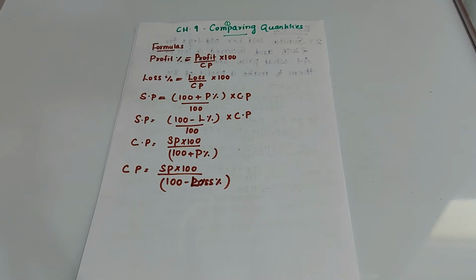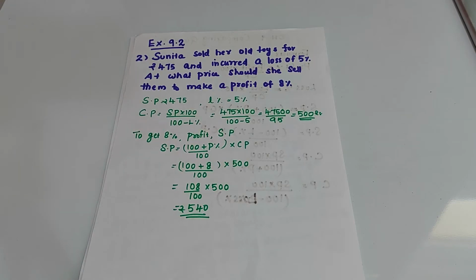Then SP equals (100 plus profit percentage) by 100 into CP, and in the case of loss, SP equals (100 minus loss percentage) by 100 into CP. And CP equals SP into 100 by (100 plus profit percentage), and CP equals SP into 100 by (100 minus loss percentage). These are the formulas we use in this exercise. Now we can go to the exercise.